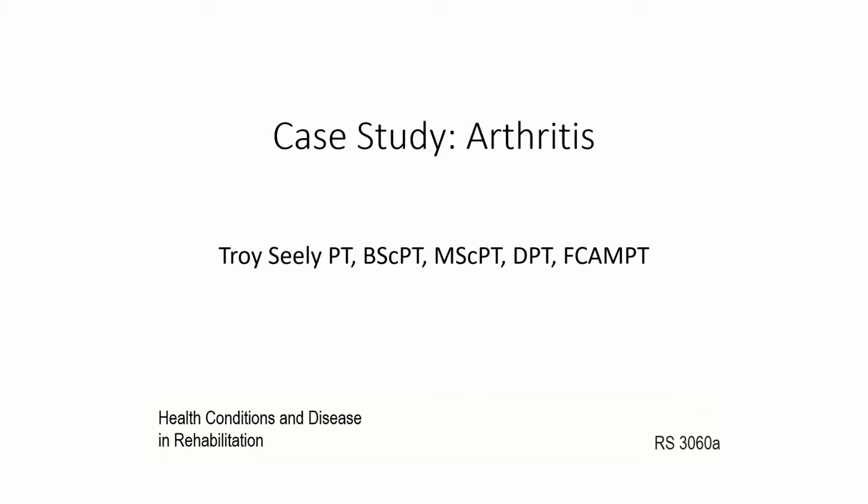Hello, and welcome to our last case study related to RS-3060, where today we're going to be discussing the topic of arthritis, specifically following up the case related to Ruth in terms of, based on her history, whether we suspect that rheumatoid arthritis could be present based on the classification system that we reviewed in lecture.